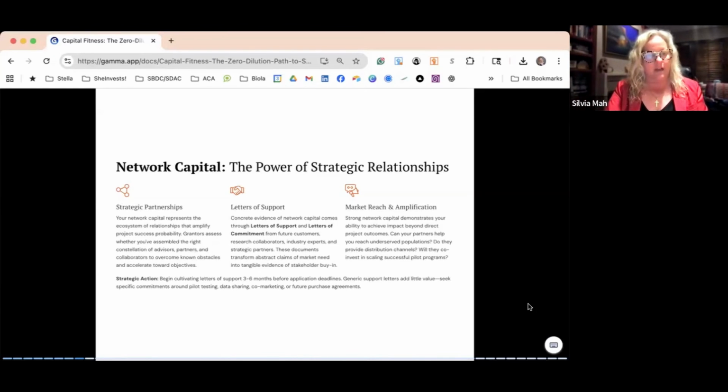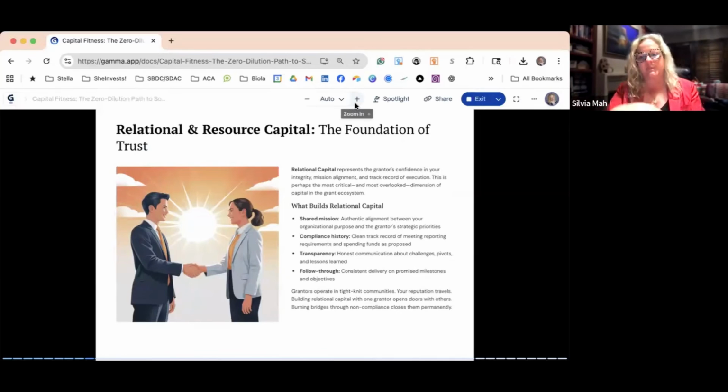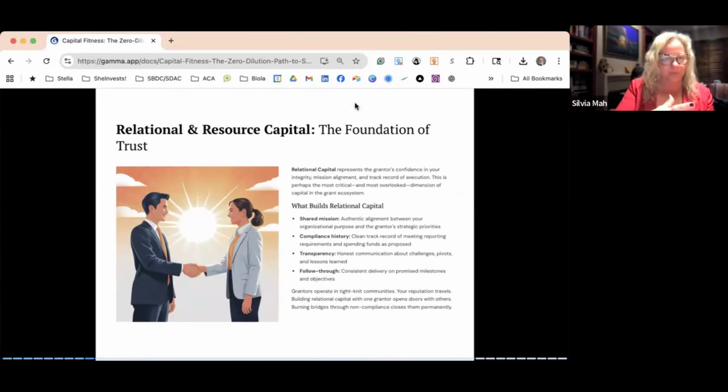Next up is relational capital and resource capital. Relational capital is that you have people working together, you have shared missions, you have a compliance history, a clean track record of meeting reporting requirements. Do you have everything in place? Do you have governance, like a board or an advisory board? They're going to ask you about that. That is relational capital.